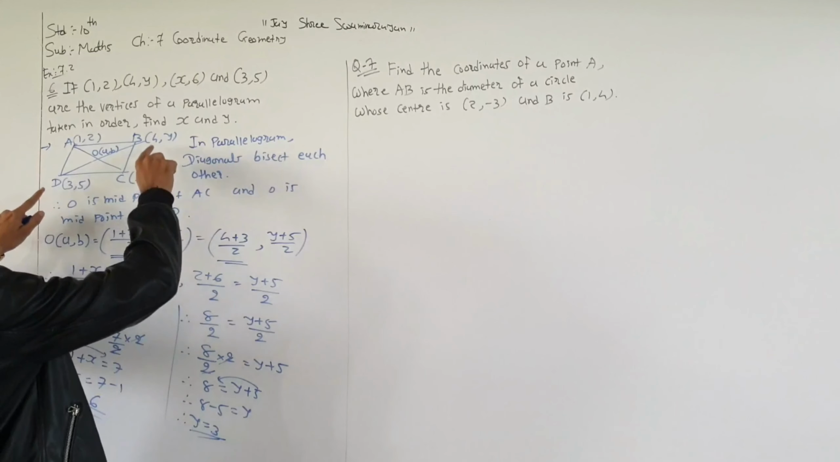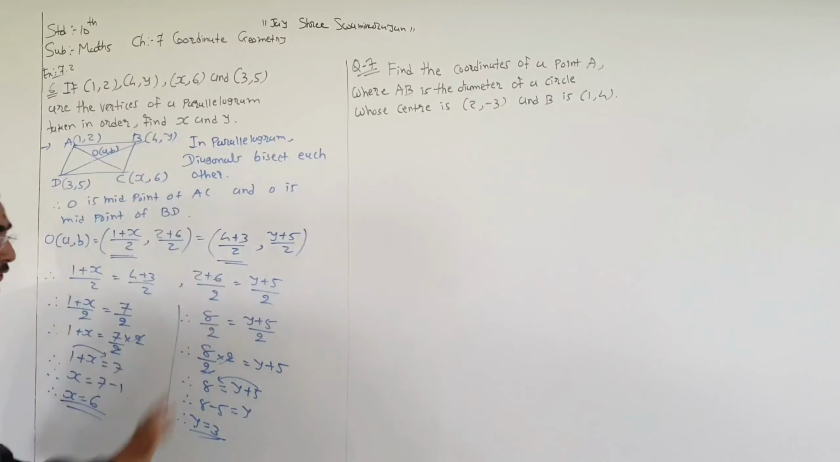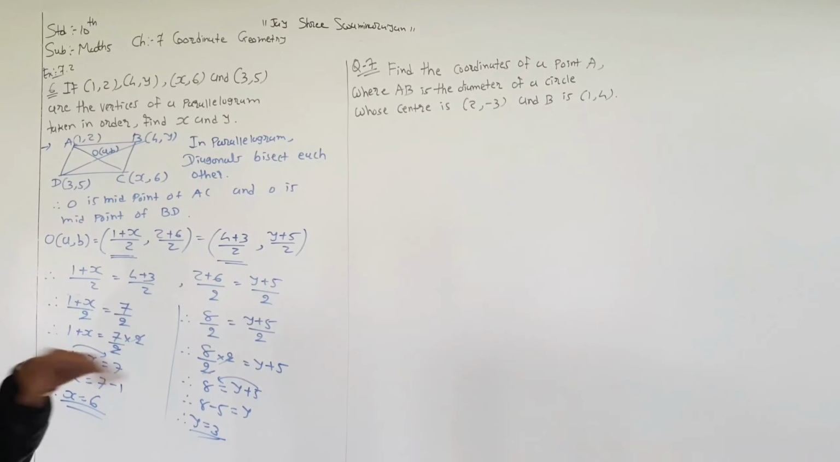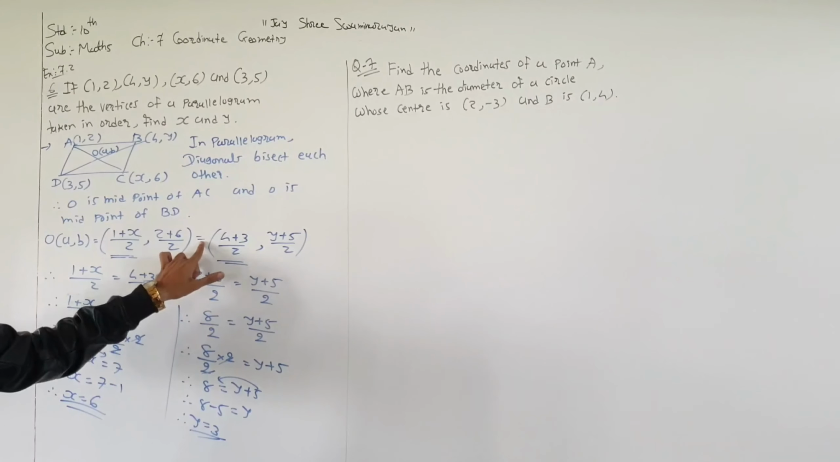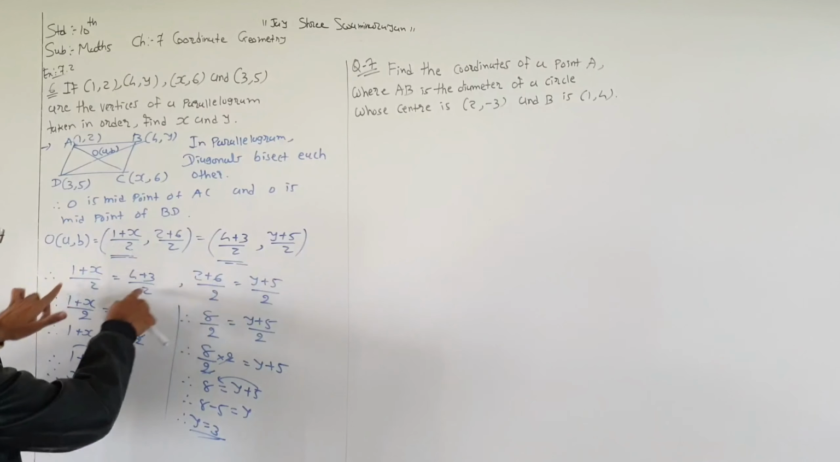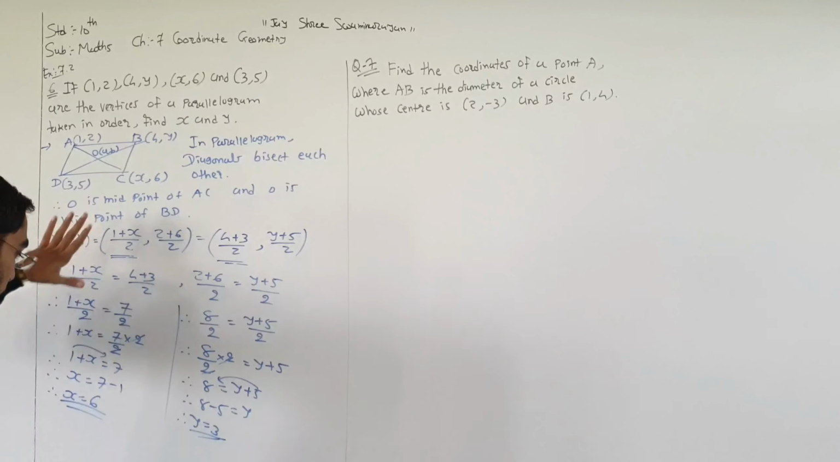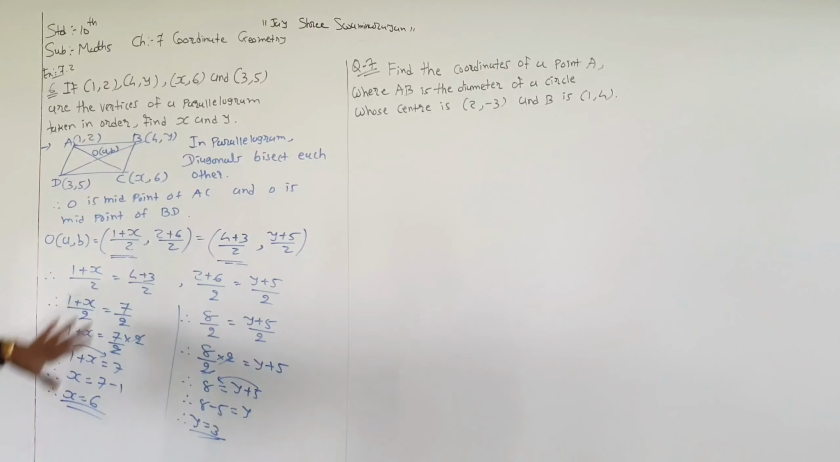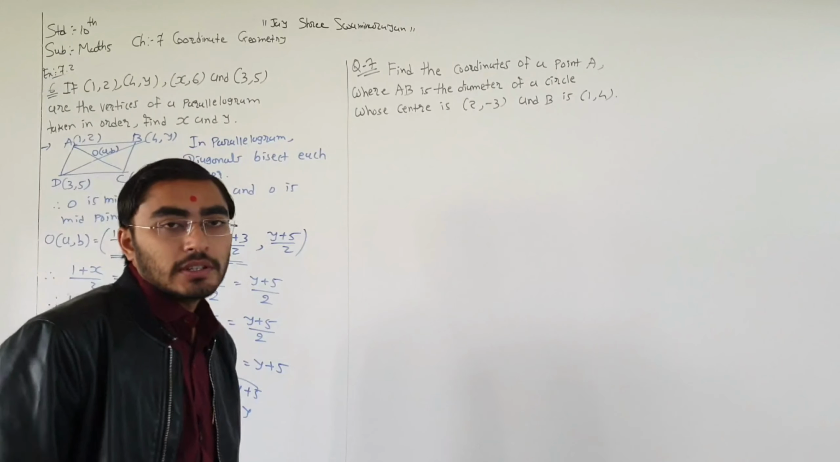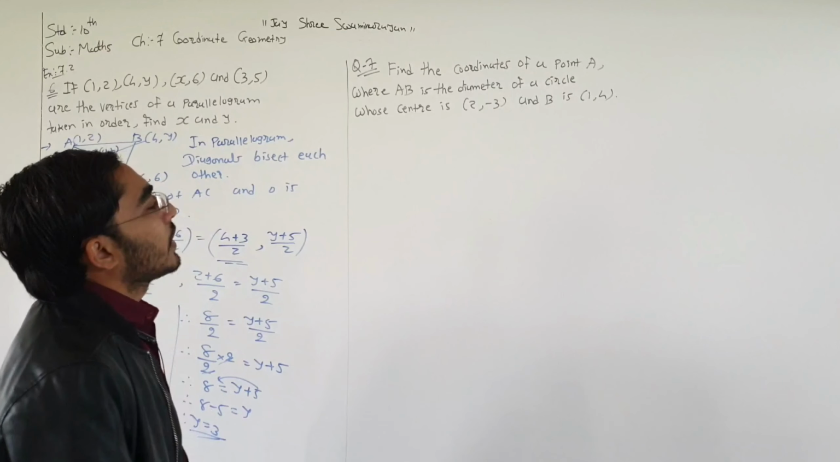Now use the diagonal BD. (4 plus 3) by 2, (5 plus 5) by 2. Okay, the answer from both will be the same, that means equal. So x coordinate same, y coordinate same. From here we can find the value of x. From here we can find the value of y. Okay.